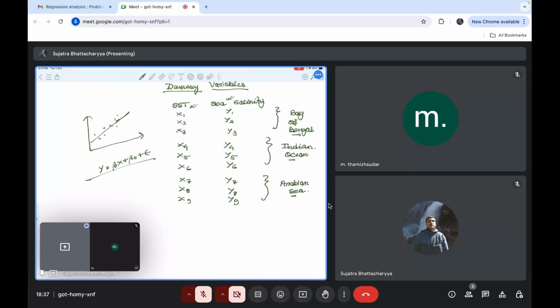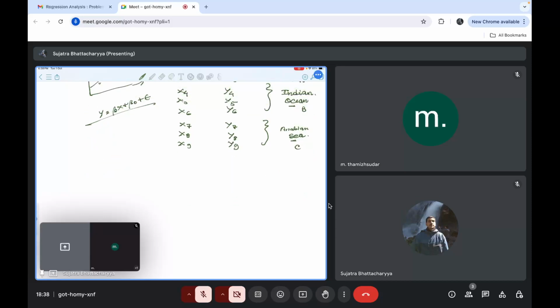So now you can call this set A, this some B set, and this some C set. Based on that, you have to create a linear regression model so that we also take care of the different sets of data. Like for the Bay of Bengal, we have one kind of set of data, for the Indian Ocean some other, and for the Arabian Sea some other. Okay, so this is the concept of dummy variables which we will be talking about today. Fine.